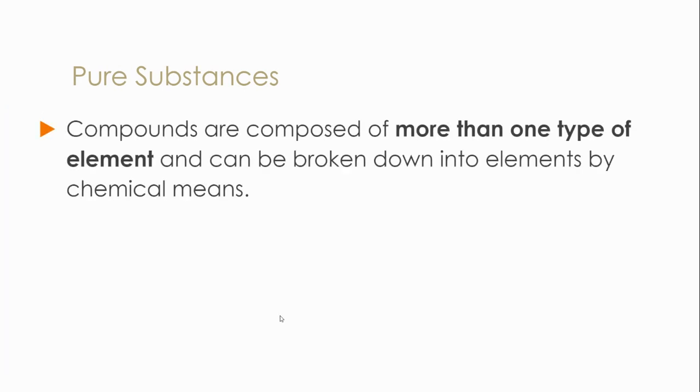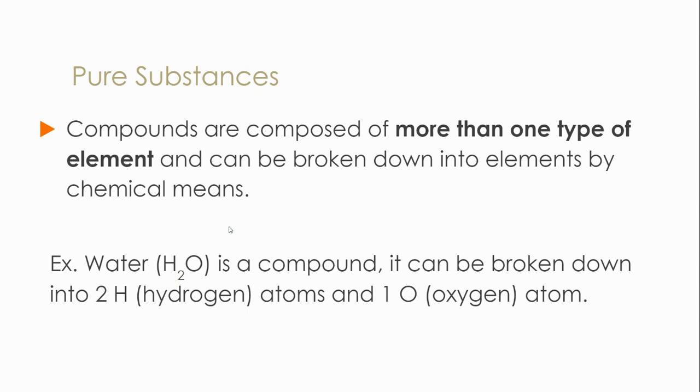Compounds are composed of more than one type of element and can be broken down into elements by chemical means. Okay, and the example for this is water, right? Water is a compound and it can be broken down into 2 atoms of hydrogen and 1 atom of oxygen.